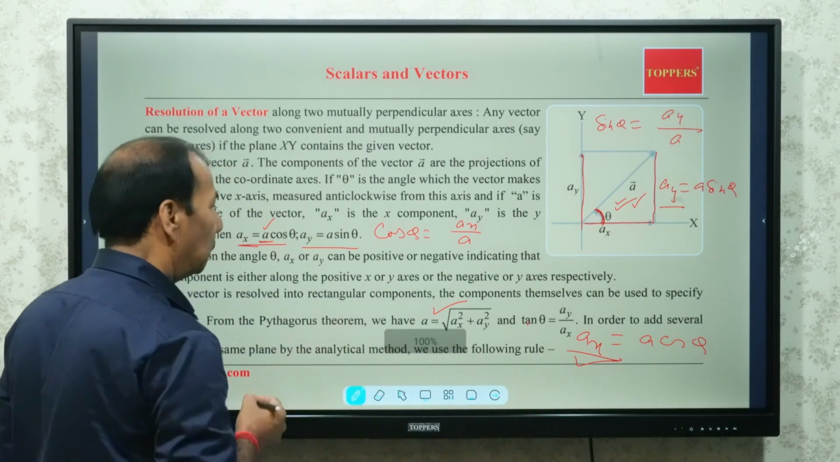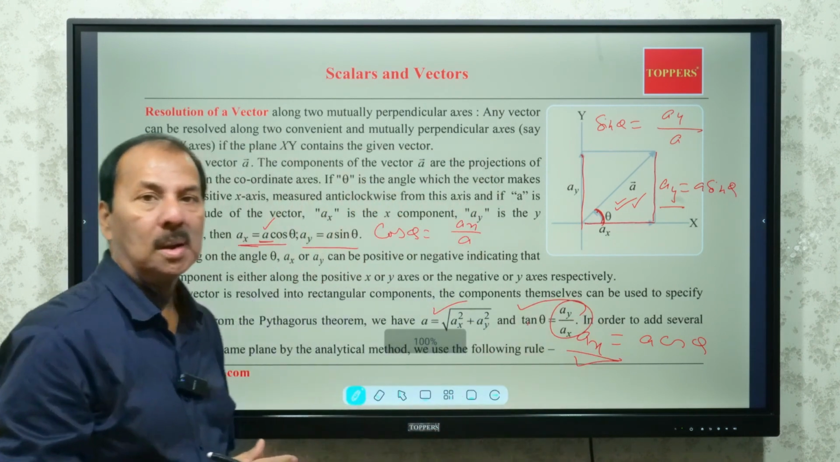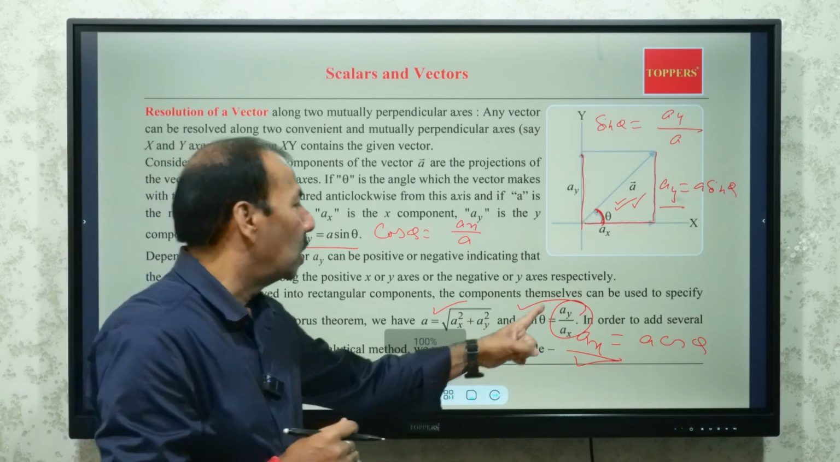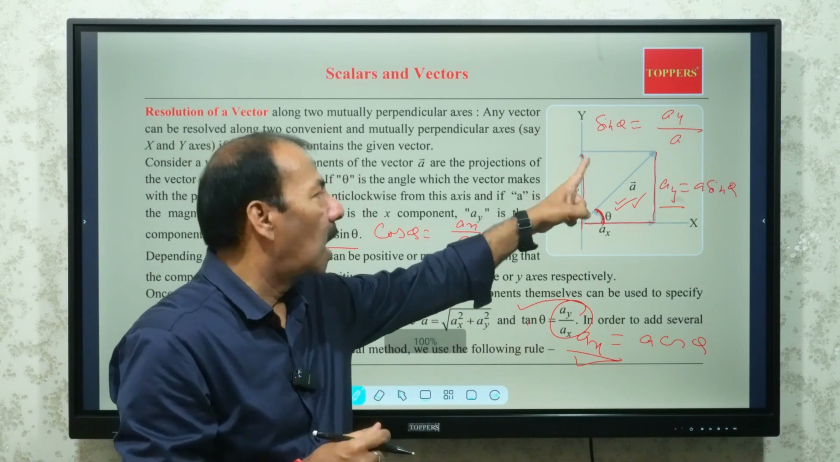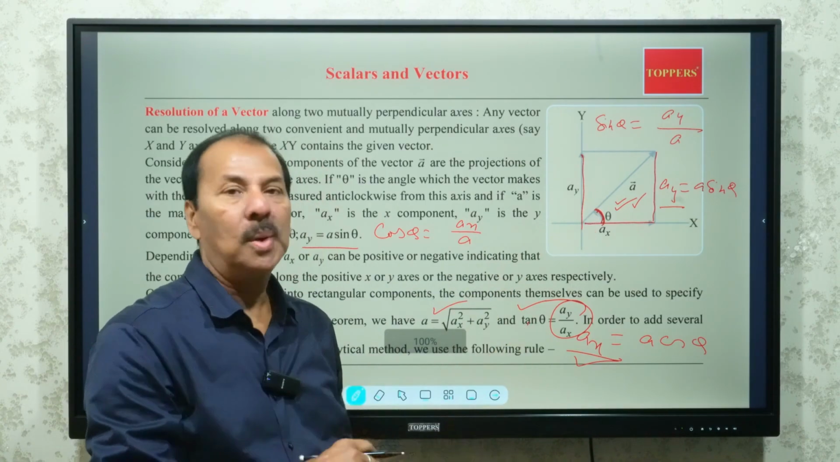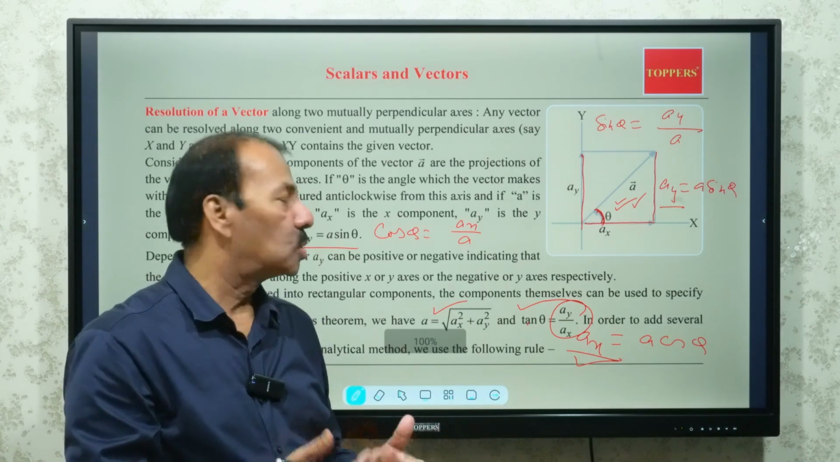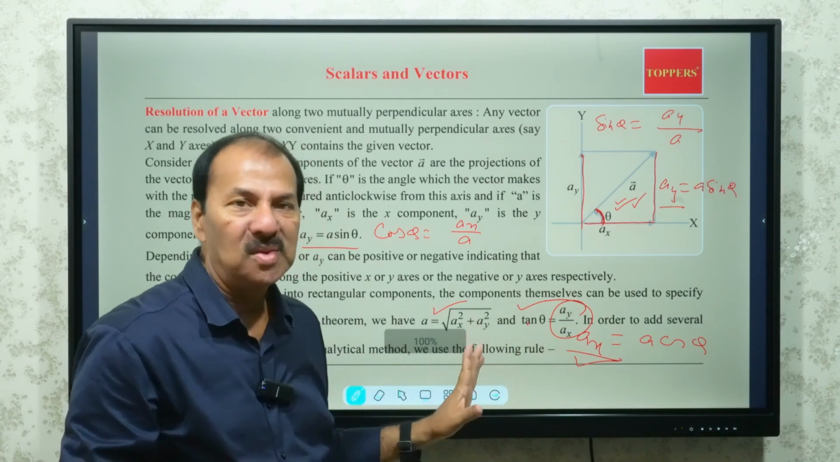So tan theta that you can see here is equal to the y component divided by the x component. So tan theta is equal to Ay upon Ax, the direction of this A. If you want to calculate tan theta, and once you calculate tan theta, you will get the direction theta is equal to tan inverse Ay upon Ax.